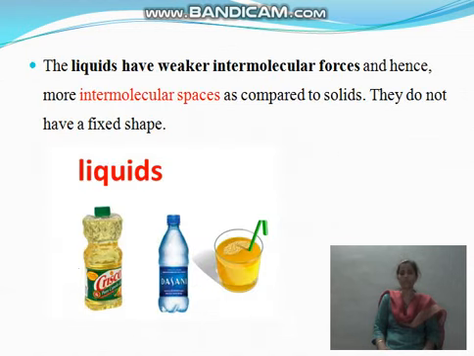Okay, then comparing to liquids. Liquids have weaker intermolecular force and hence more intermolecular space as compared to solids, so they do not have a fixed shape. Here we can see three pictures. When we take water in a glass, the water takes the shape of the glass, or in a bottle, the bottle shape. Juice in a glass takes the glass shape, right? So liquids have weak intermolecular force, and they do not have a definite shape.